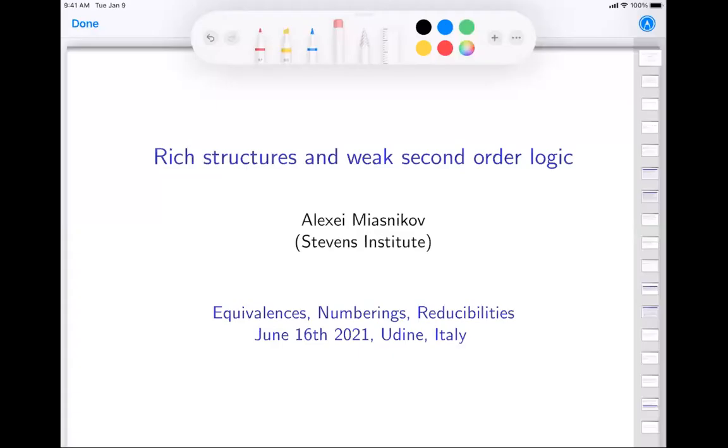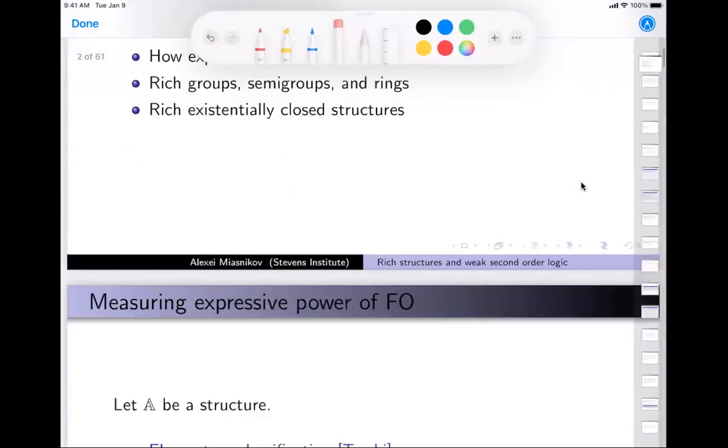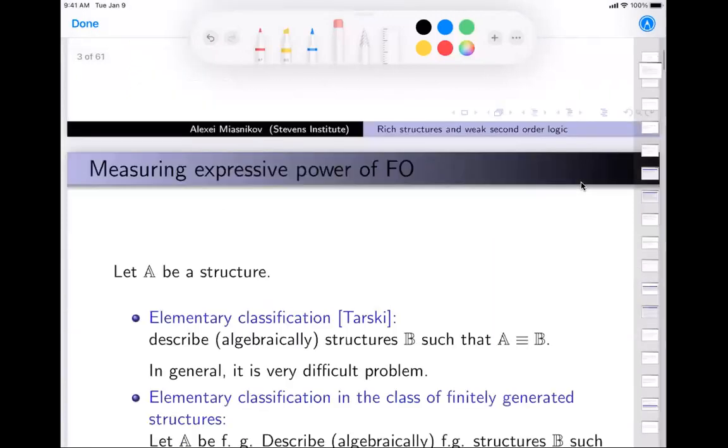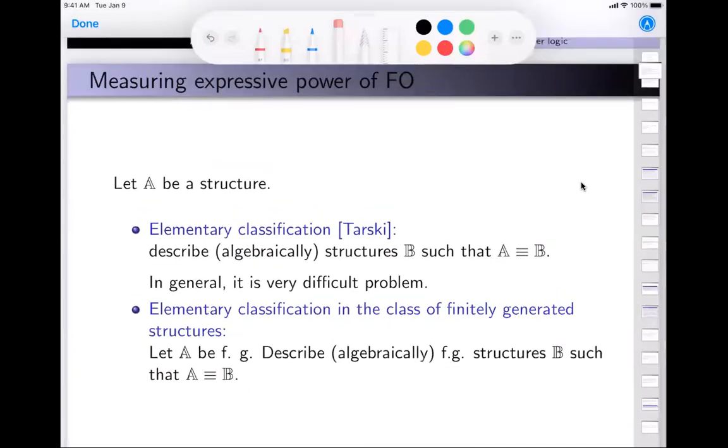The logic is extremely powerful. So the structures I will call rich structures. And what you can express in such structures is related to the weak second order logic. There are known various ways to measure how expressive first order logic is.